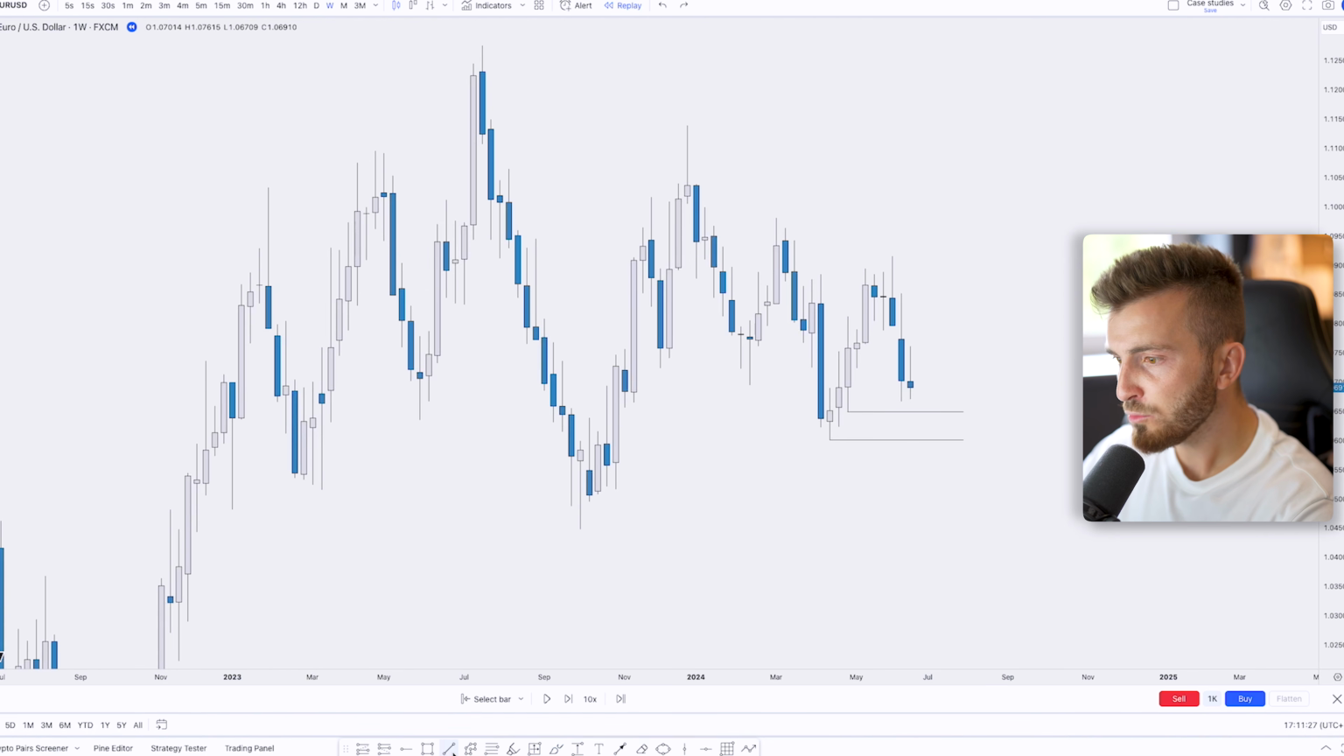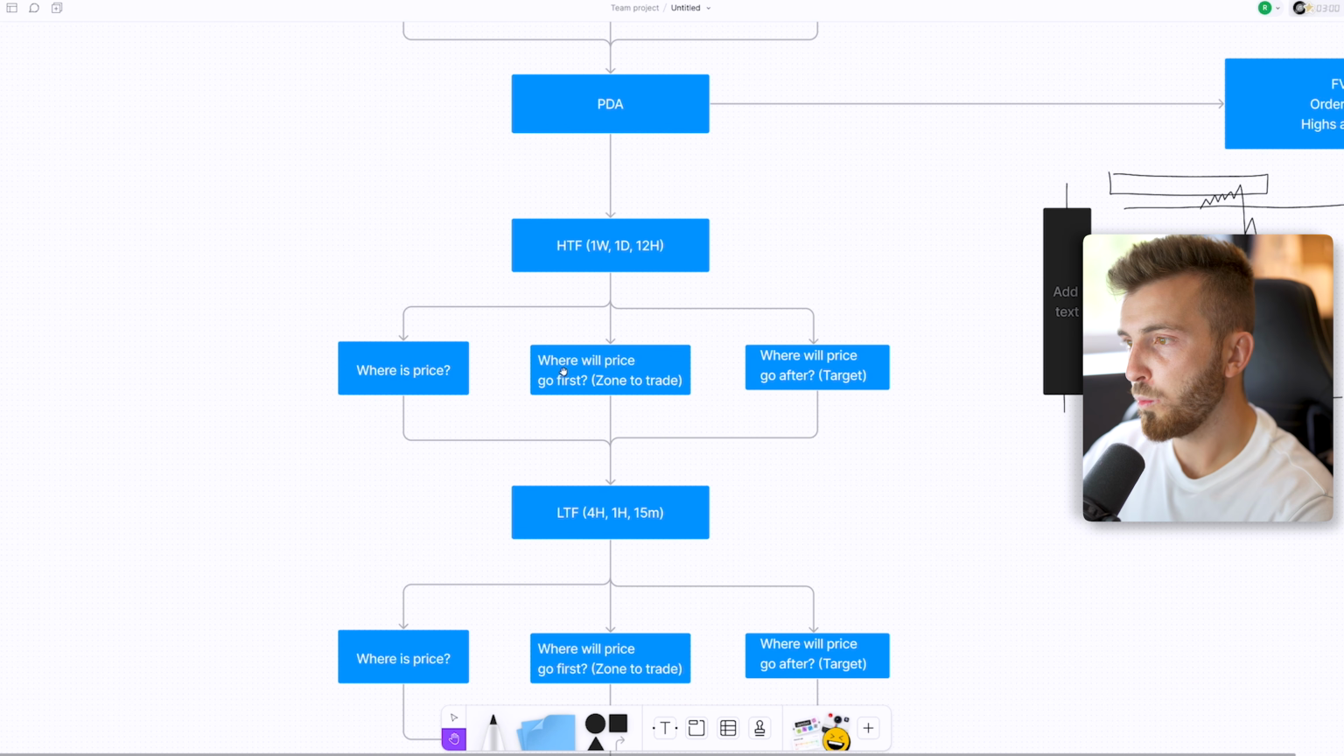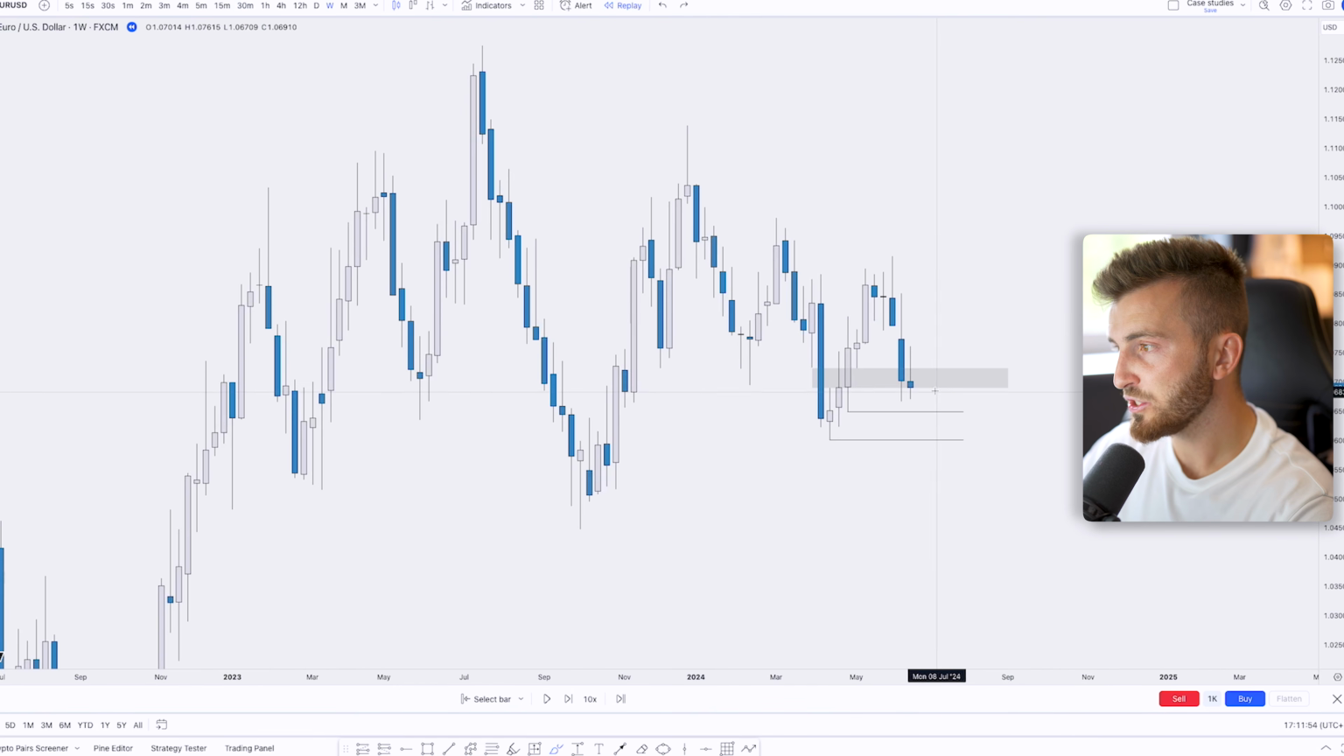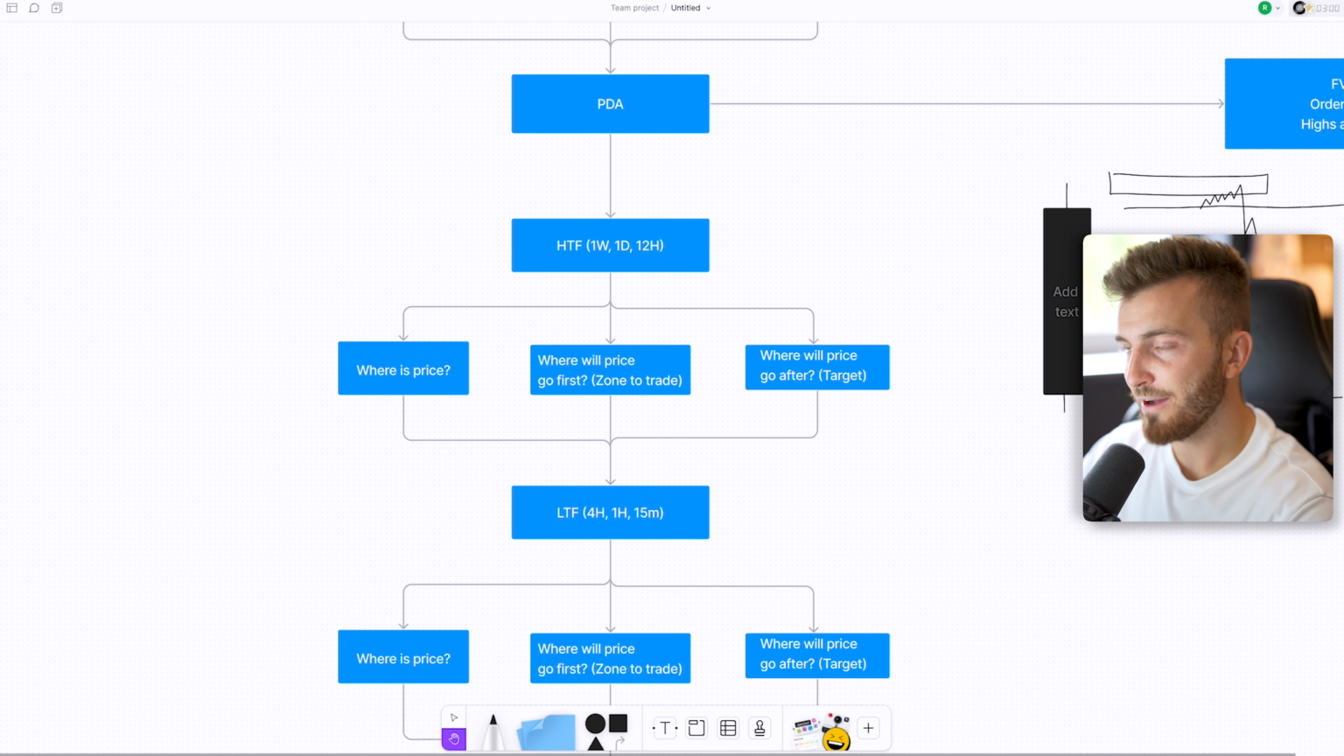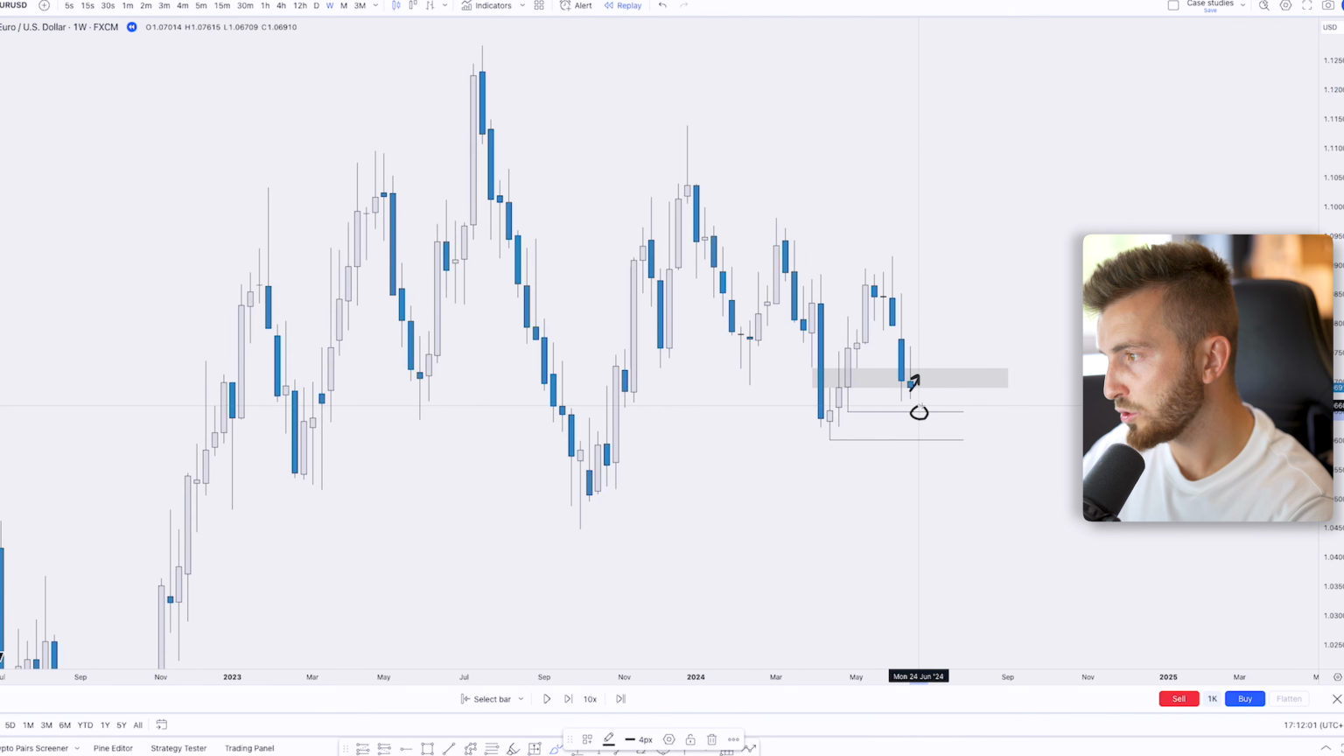And then when I'm looking for a PD array, I don't see anything clean right here besides the inverted fair value gap right here. So on the weekly, where will price go first? I want price to go back into the inverted fair value gap. And where will price go after? I want the market to go towards this low.